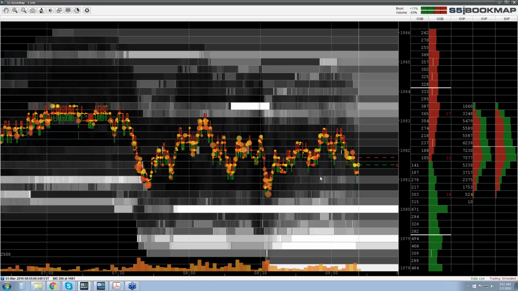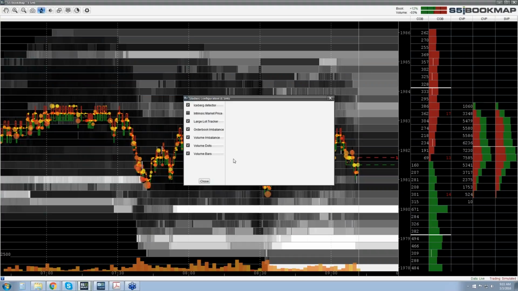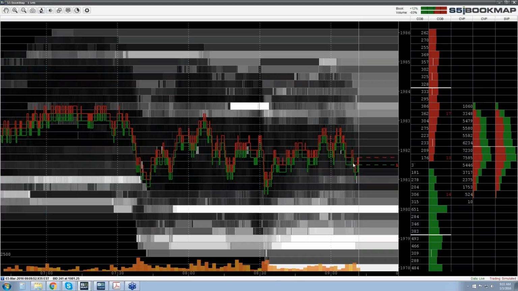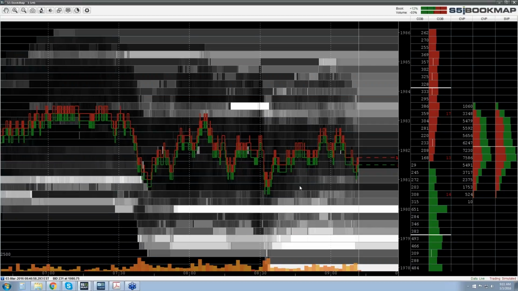Okay, so we've just covered... We haven't even covered traded volume yet, and yet, in fact, I'm going to come up here to the studies configuration, and I'm going to take off the volume dots. Okay, we're just looking at the historical view here of best bid and offer and limit order book. Okay, historical limit order book, and you can see how price reacts to that.